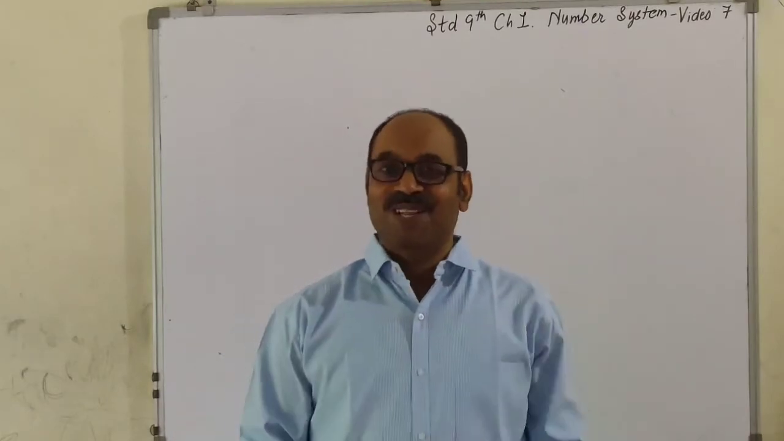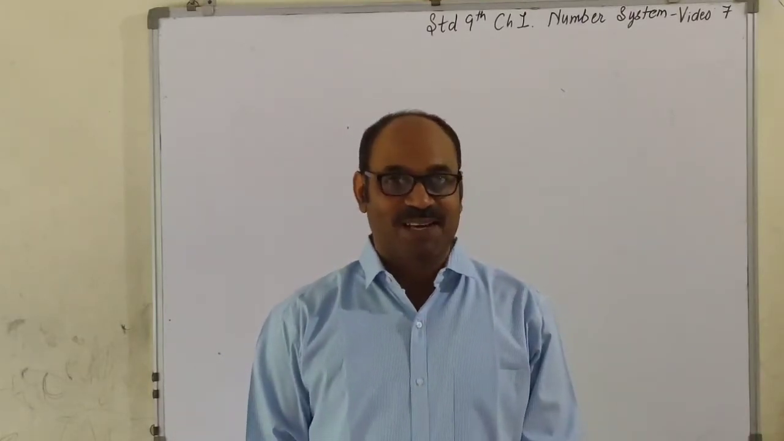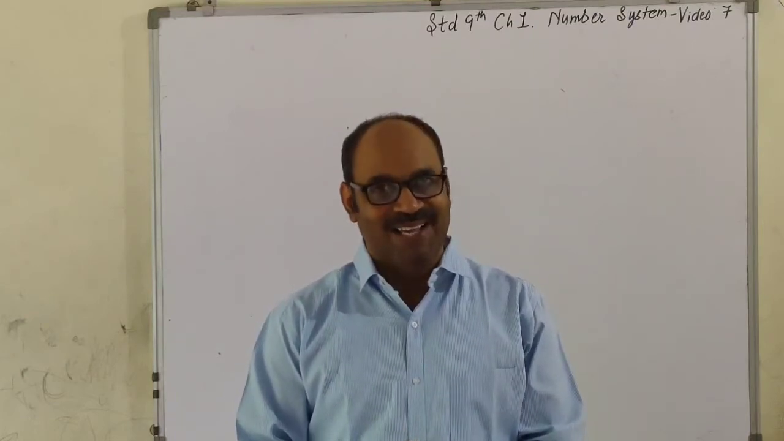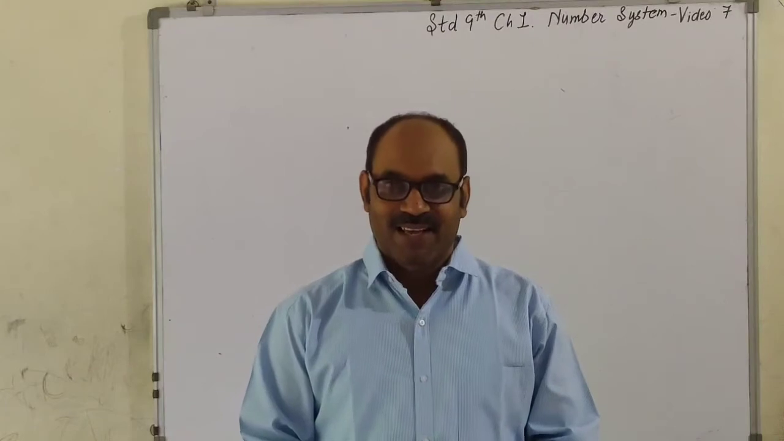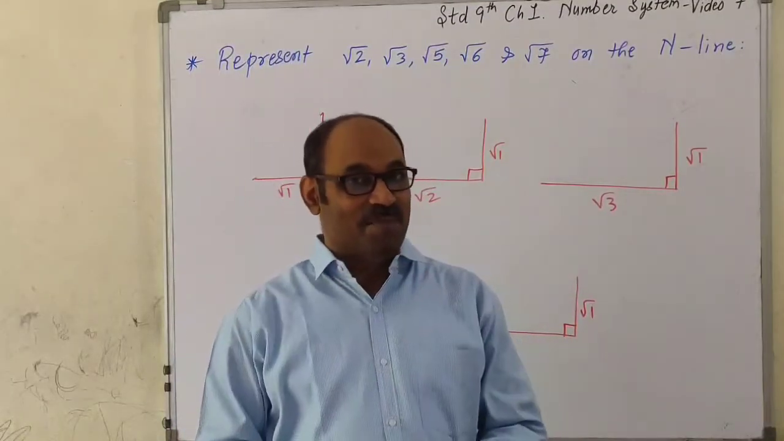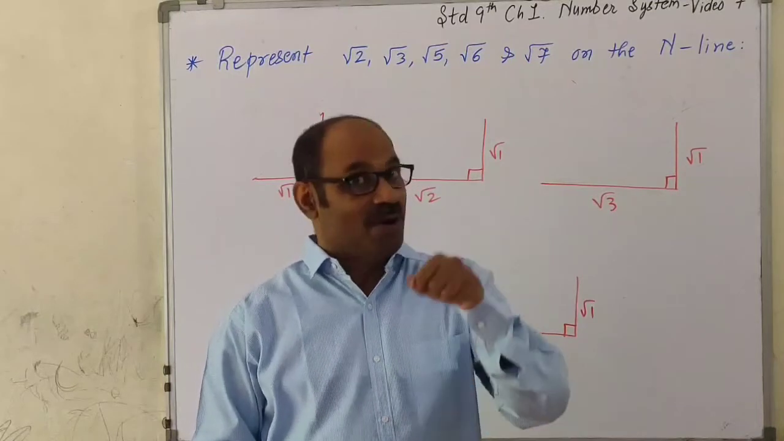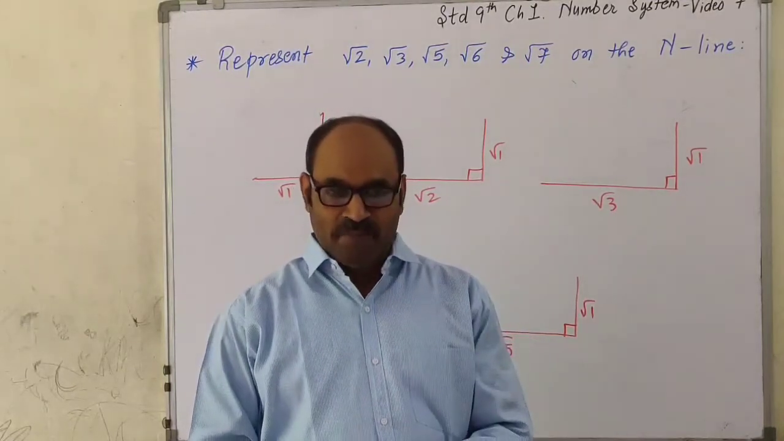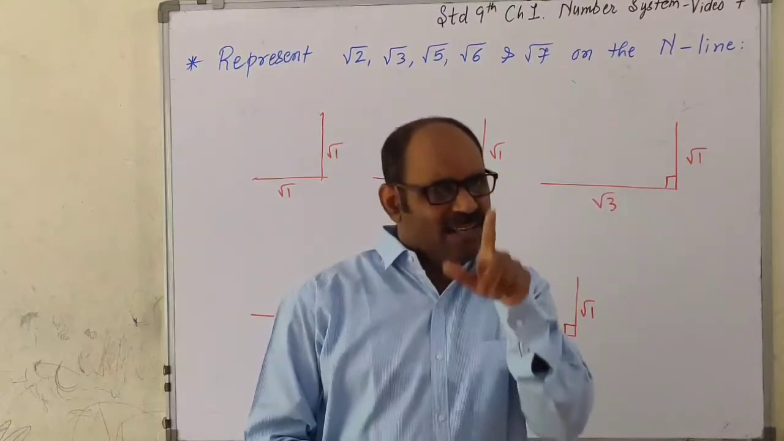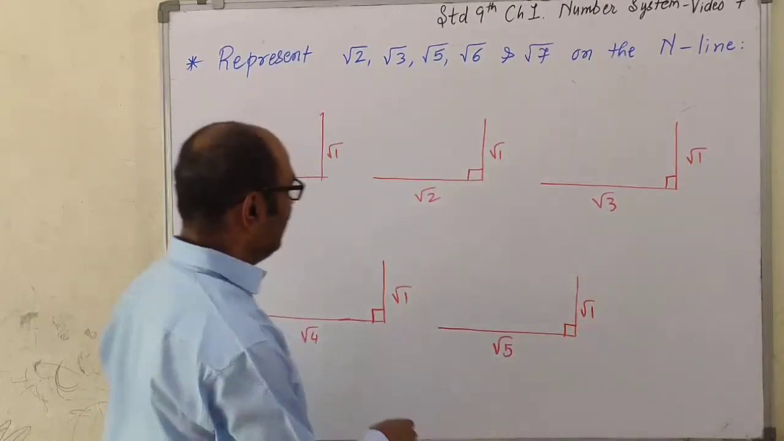Now we will see how to represent irrational numbers on the number line. Okay? So fine. Now it's time to represent irrational numbers on the number line. Correct? Okay. But I'm not satisfied. So let us quickly revise what we had seen earlier.